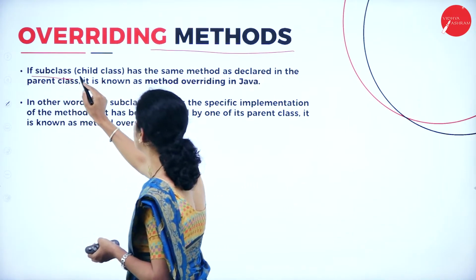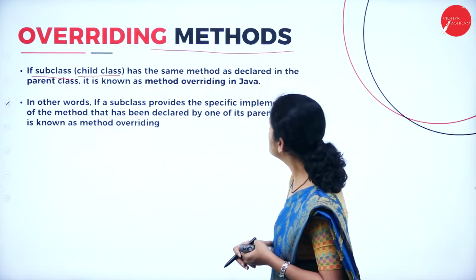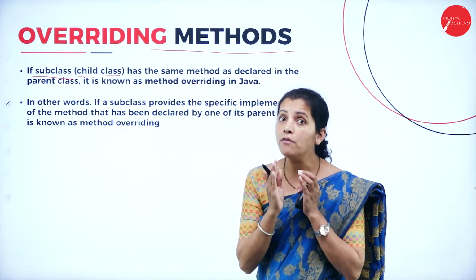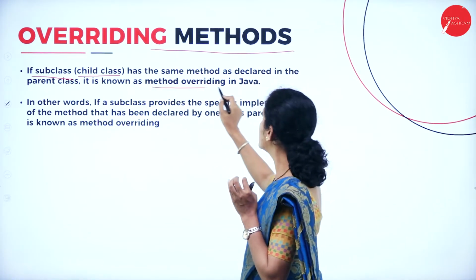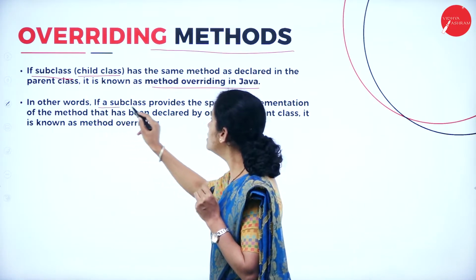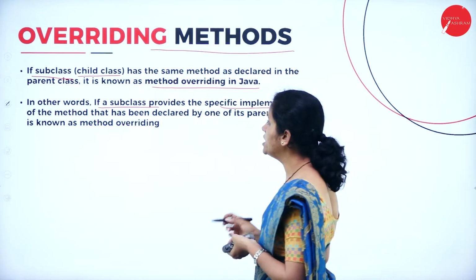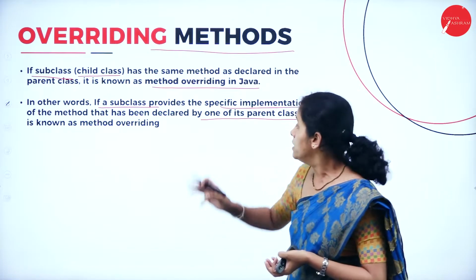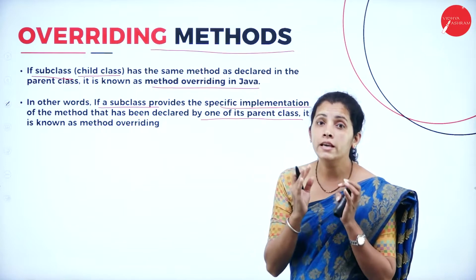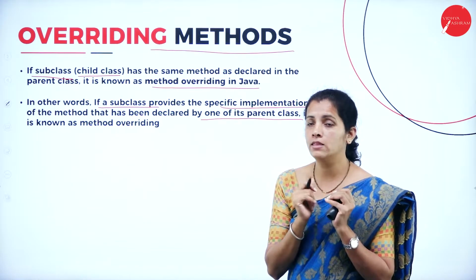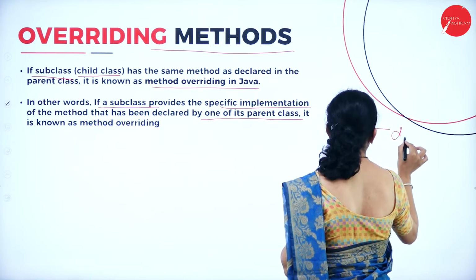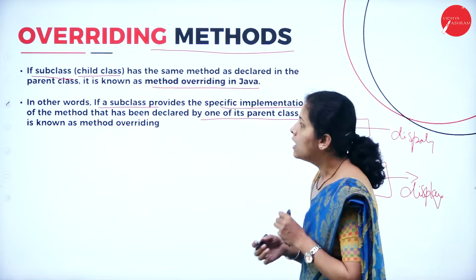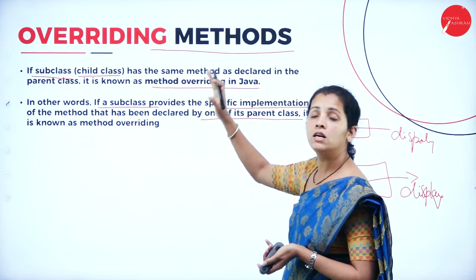Now if the subclass, so here subclass is nothing but the child class, has the same method as declared in the parent class, that means if both the classes have the same methods, then it is called method overriding. In other words, if a subclass provides the specific implementation of a method that has been declared by one of its parent classes. So here, if I consider the superclass as well as the subclass, I'm going to have the same kind of methods. For example, in my superclass, I'm having a display function, and in my subclass, I'm having once again a display function. And this kind of methods are called method overloading.